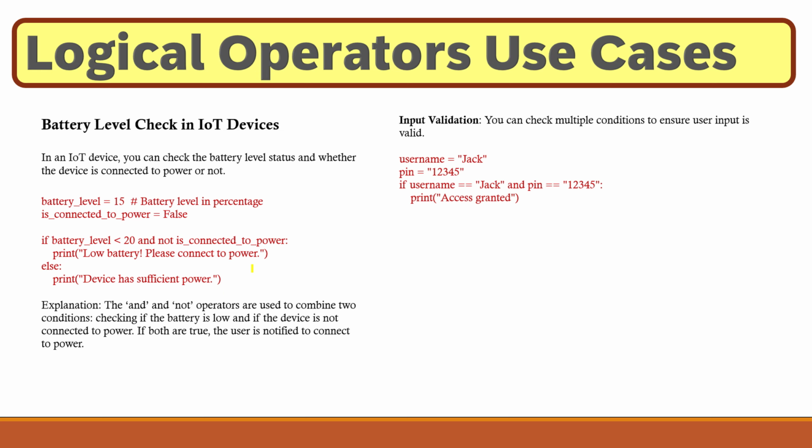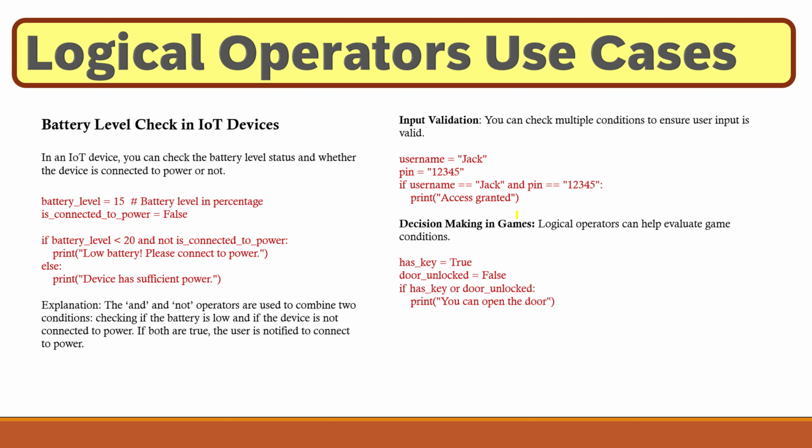Now here are three simple ones. So input validation: you can check multiple conditions to ensure user input is valid. Username Jack and the pin 12345. If username equals Jack and then the logical operator and pin equals 12345, print access granted. So it will only print access granted if both of these are true.